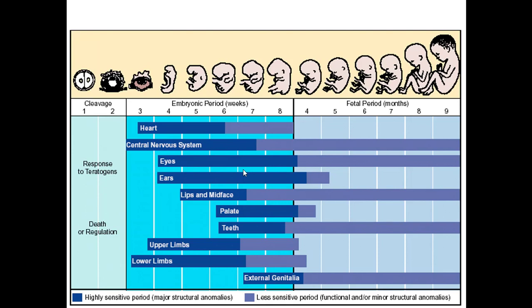Now, during development, what this shows is initially during fertilization and cleavage. Remember, about 2 weeks after that embryo has formed, it's going to begin to take shape and go through the process of gastrulation. So during these embryonic periods, weeks 3 through 8, take a look at these dark colors. This dark area for heart development, central nervous system, eyes, ears, lips, midface, palate, teeth, upper limbs, lower limbs, even genitalia. You take a look at this darker color, this is representing critical or sensitive times during development.